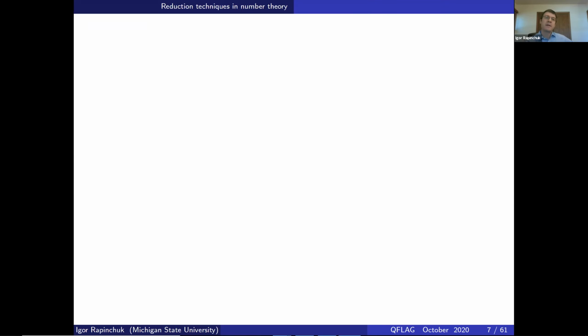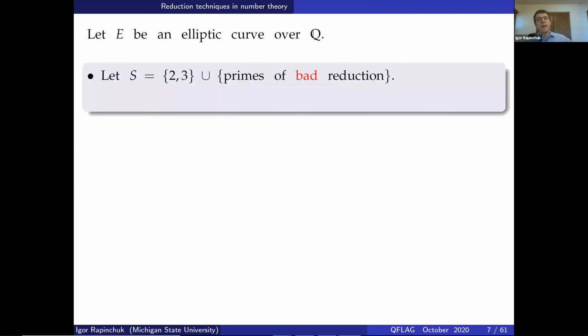In any case, let me now return to the Weak-Mordell theorem. So remember, we're working with an elliptic curve E over Q. And so let's take S to be the set of primes of bad reduction together with 2 and 3. And then for a point R defined over the algebraic closure, we denote by Q of R the residue field of R.